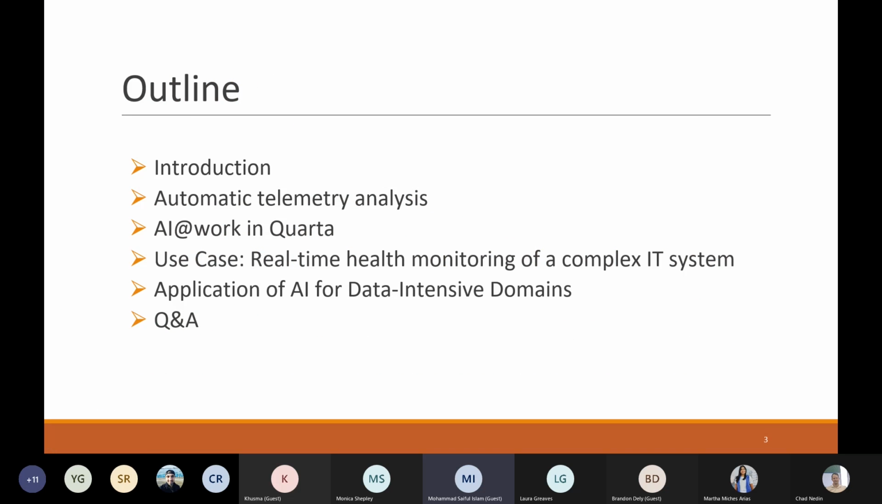This is the outline of today's presentation. First, I'd like to give a brief introduction of the problem that we are going to handle and our goal in that respect. Then we'll highlight the various aspects of automatic telemetry analysis. Next, I'll introduce Quarta Incorporation and how we can add value to business. After that, I'd like to describe the architecture and implementation of our proposed solution in a complex IT system monitoring environment in a cloud platform. And finally, we'll describe the applicability of our findings and best practices to leverage AI for data-intensive domains.